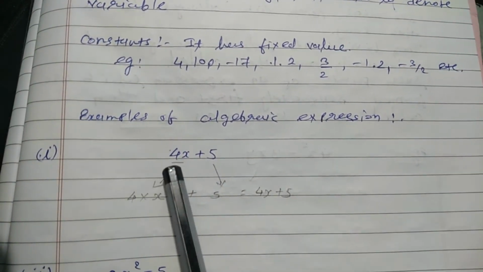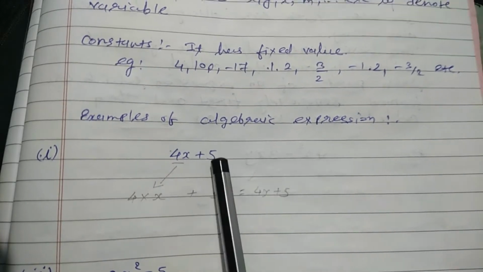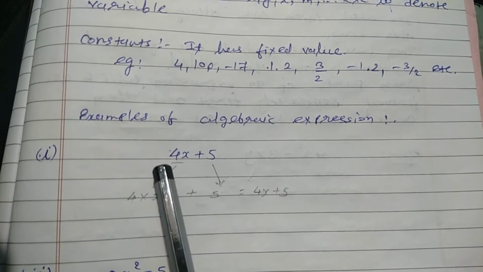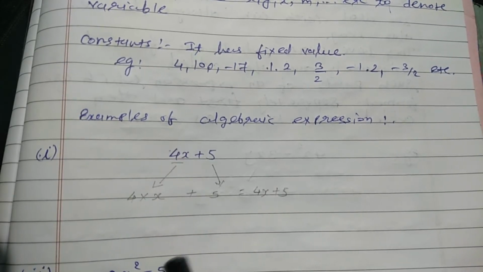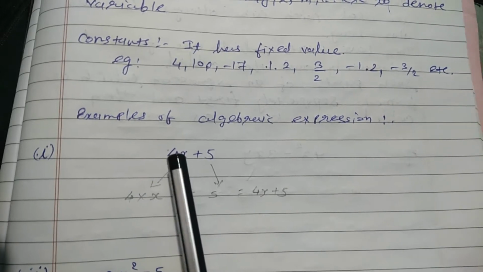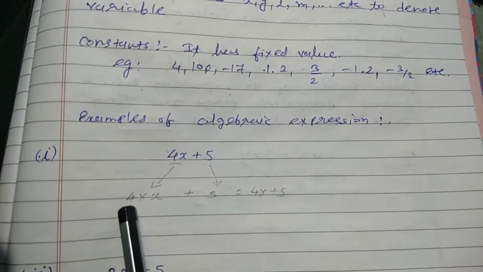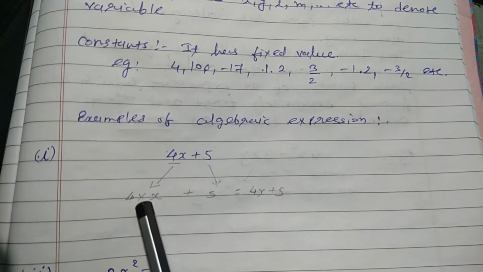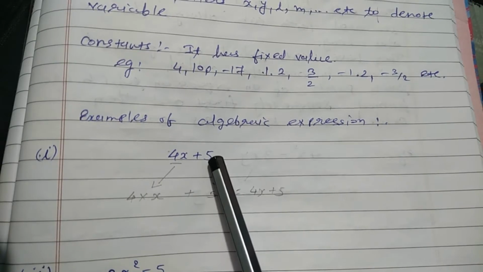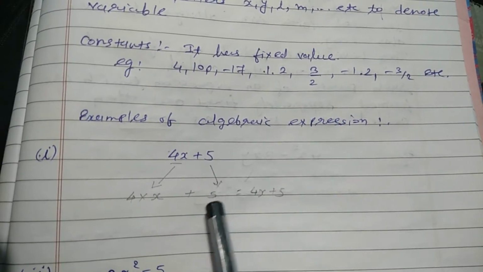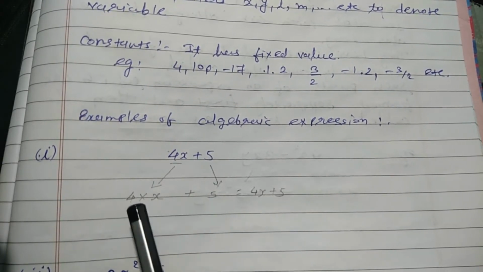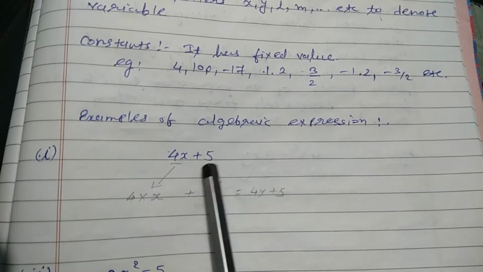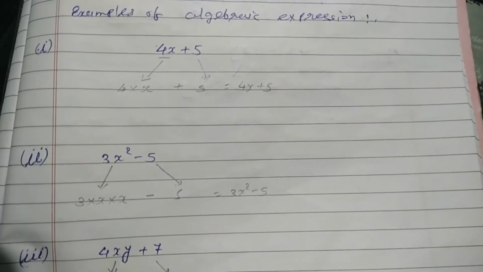So here, this is one algebraic expression, 4x plus 5. Now how is it formed? First of all, this part 4x is formed by constant 4 multiplied with variable x. So that's why it is formed, 4x. Afterwards, this part 5, constant 5, is formed, and when these two parts 4x and 5 are added together, we get the expression 4x plus 5.